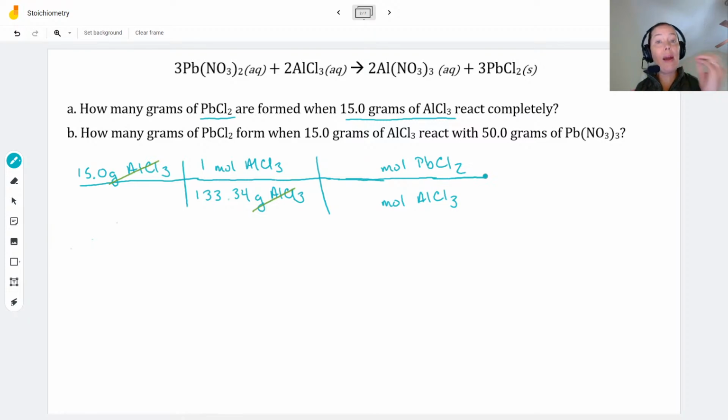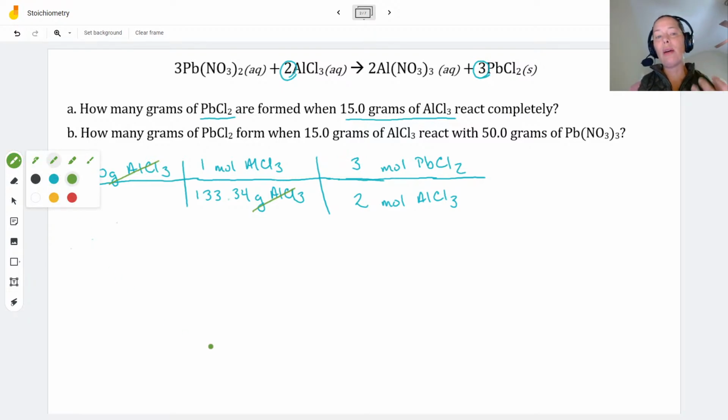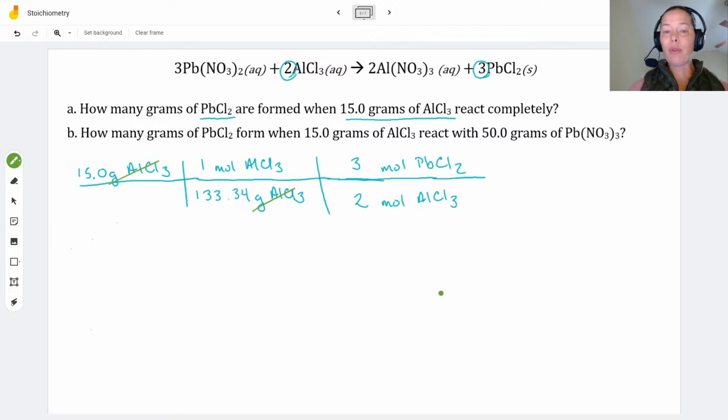Okay, to get the numbers in front of here, we're going back to the balanced chemical equation. So what number is in front of aluminum chloride? I have a 2, so a 2 goes here. What number is in front of lead chloride? I have a 3, so there is a 3 here. So that is where those numbers come from. I know sometimes students get confused as to, wait, how do you know what number goes in front? And it's all the balanced chemical equation.